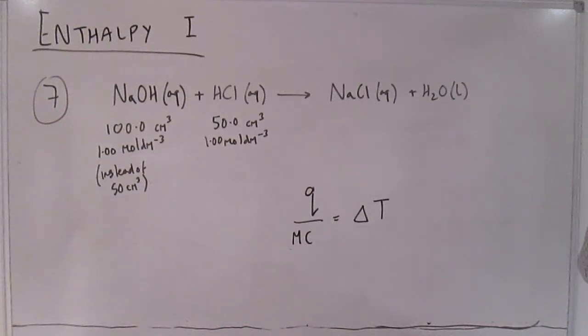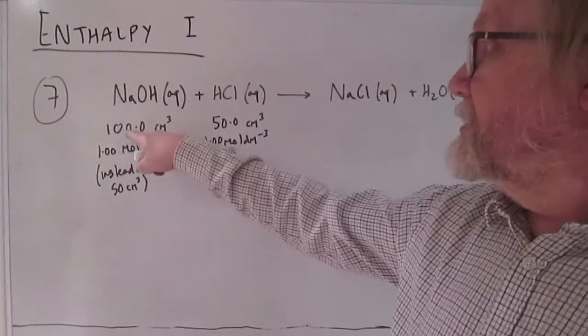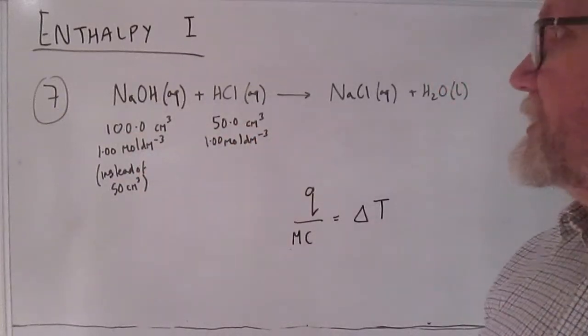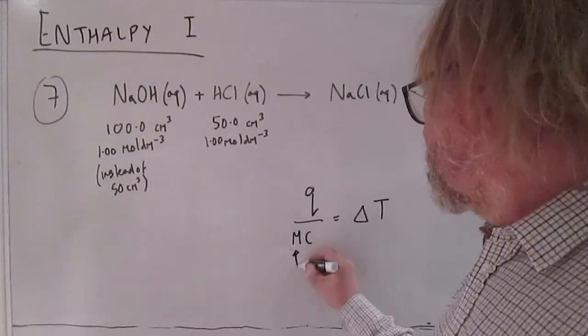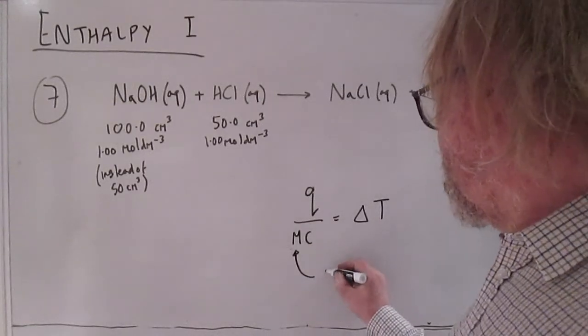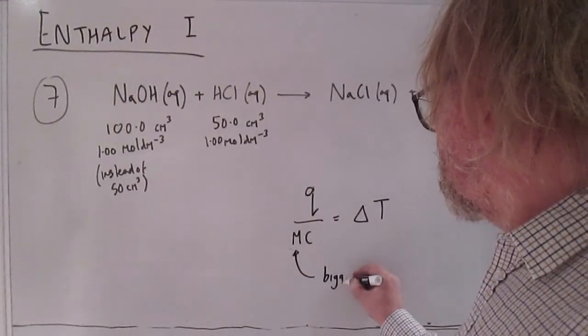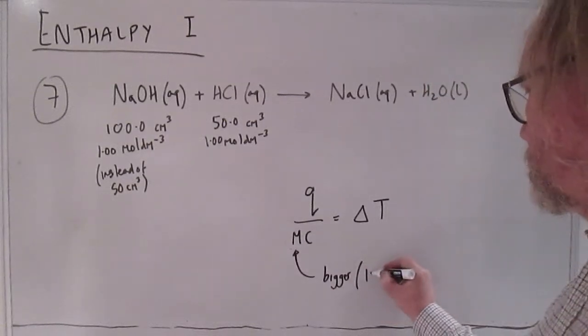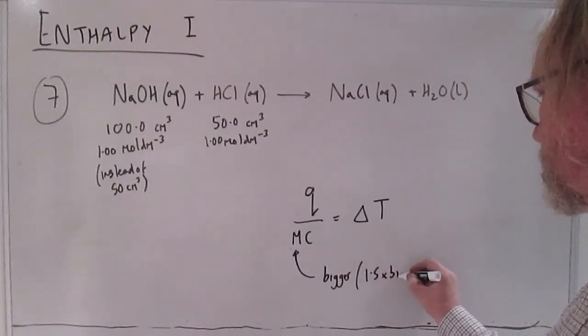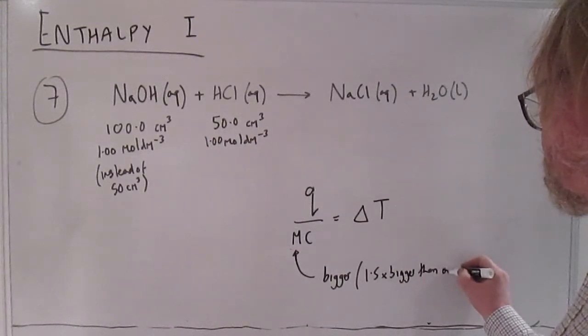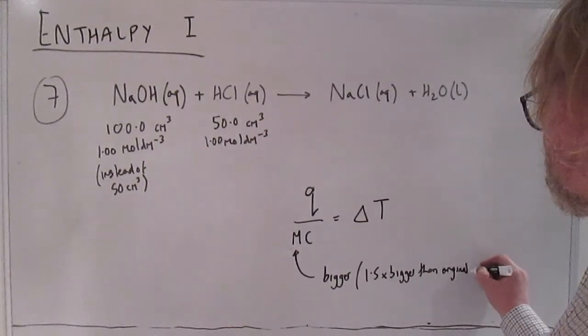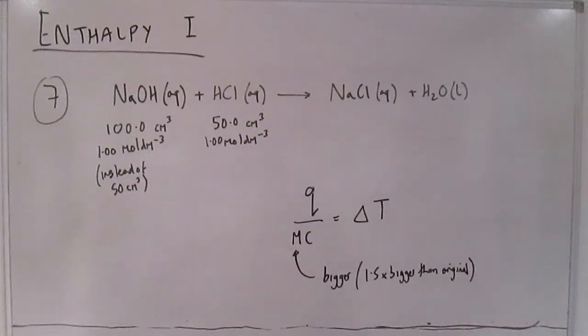Okay, so because our total volume is now 150 cm cubed instead of 100, M is bigger, so 1.5 times bigger than the original. Just because we added the extra volume.